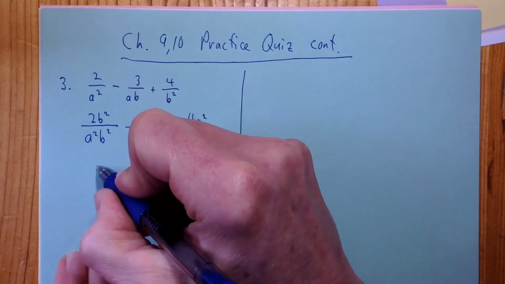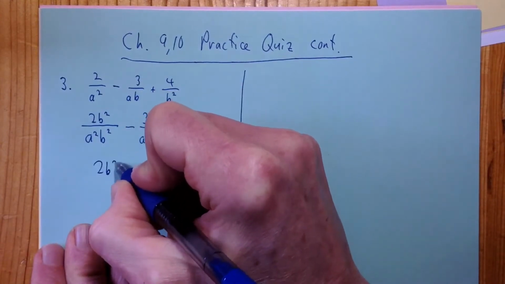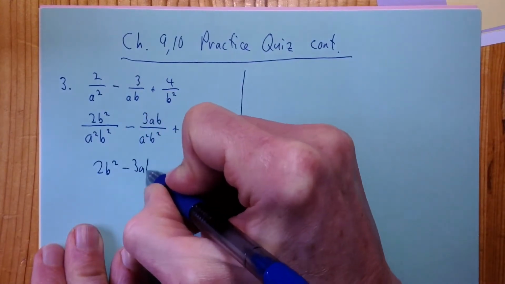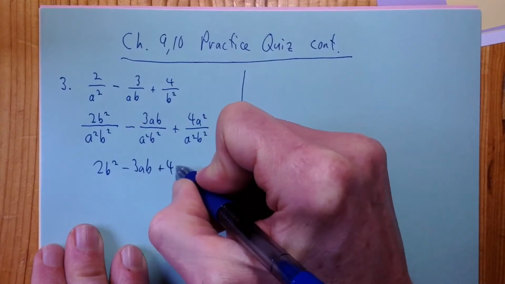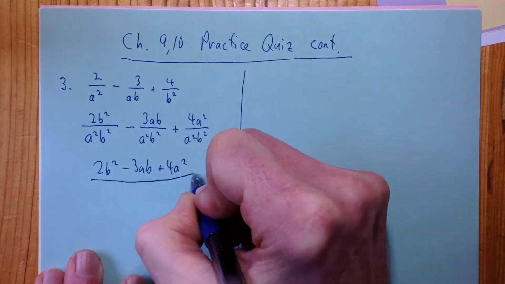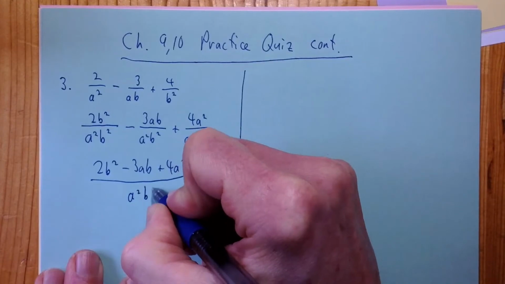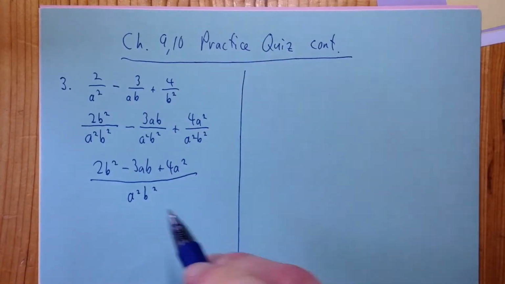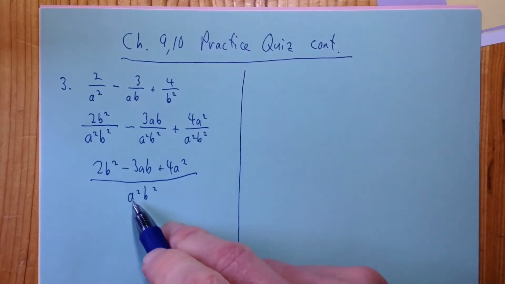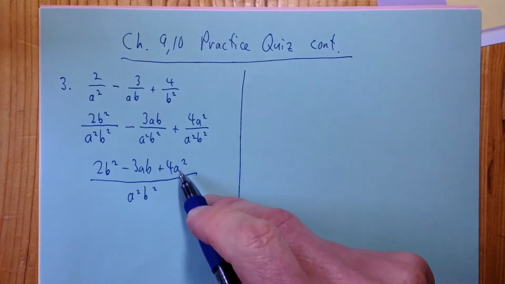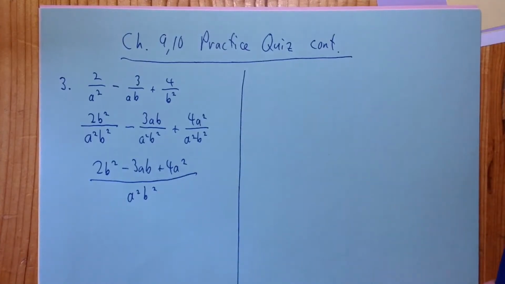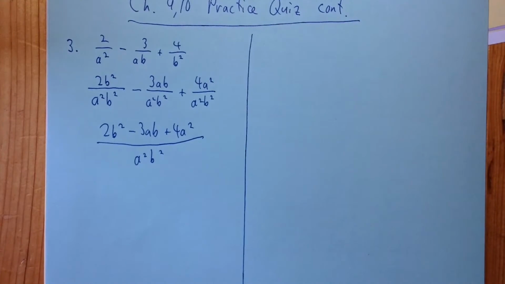Now we can combine them all. 2b squared minus 3ab plus 4a squared all over a squared b squared. And you can't really simplify that because this one doesn't have an a to cancel out. This one doesn't have a b to cancel out, so that's as good as it gets. Alright, that's just good practice. Doing common denominators is always good practice, so I threw that in here.